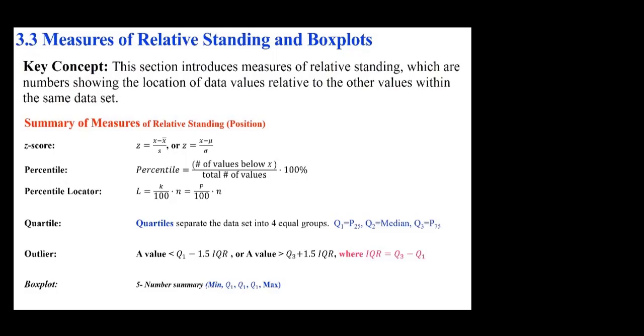Quartiles separate the data into 4 equal groups: Q1 or P25, Q2 is the same as the median, and Q3 is P75. Outlier. How do we find an outlier? I've mentioned the concept of outlier before, which means something is way off, but now precisely, it's a value which is less than Q1 minus 1.5 IQR or greater than Q3 plus 1.5 IQR. We'll see what that means shortly when we look at box plots and the 5-number summary, which requires 5 numbers minimum, those 3 values, and the min and max.